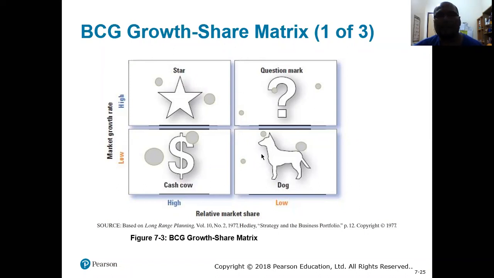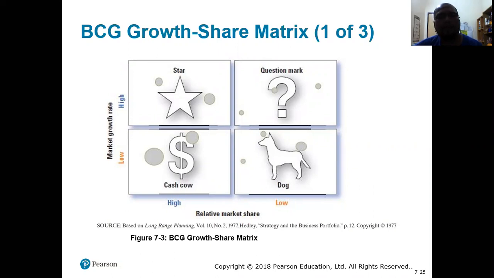All right, let us take a look at the first quadrant. The first quadrant is the star quadrant. What is the characteristic of a star quadrant? Okay, class. The most important thing when you study a BCG matrix is you need to understand the characteristic of each quadrant. That is very important. For example, the first quadrant is the star. What is the characteristic of a star?